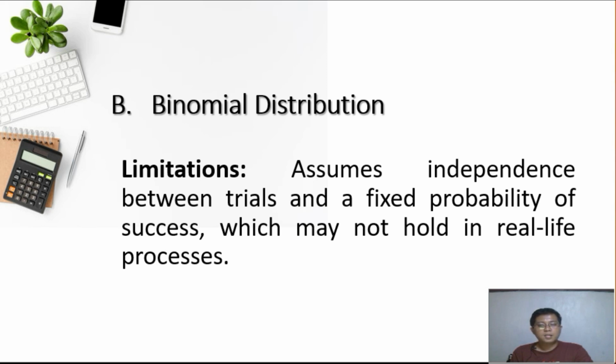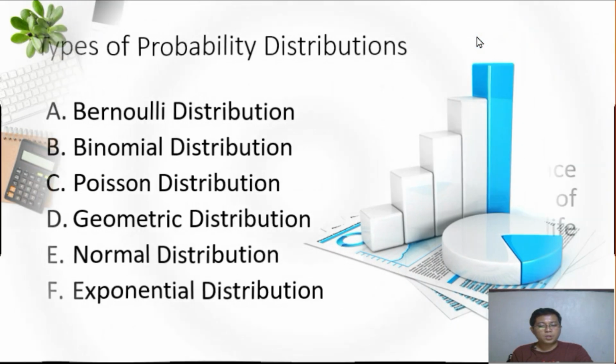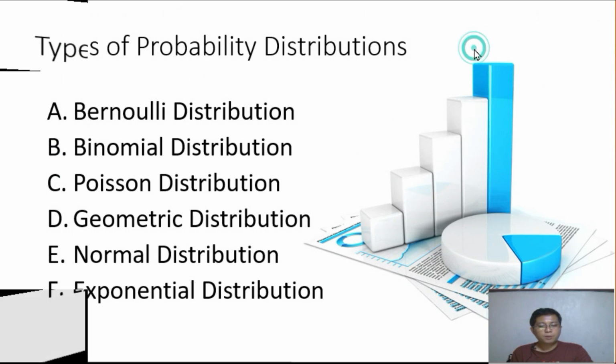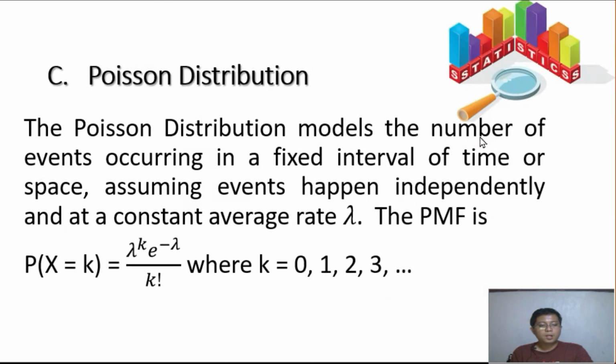For instance, if you're testing a new drug, the response of one patient might influence another's response. Now, let's proceed to the third type, which is the Poisson distribution. What is the Poisson distribution? The Poisson distribution models the number of events occurring in a fixed interval of time or space, assuming that events happen independently and at a constant average rate.